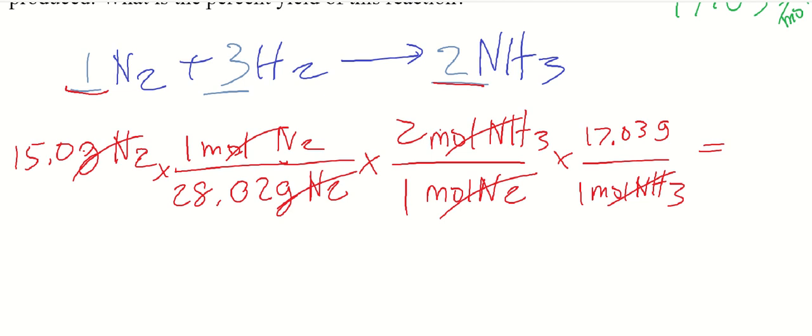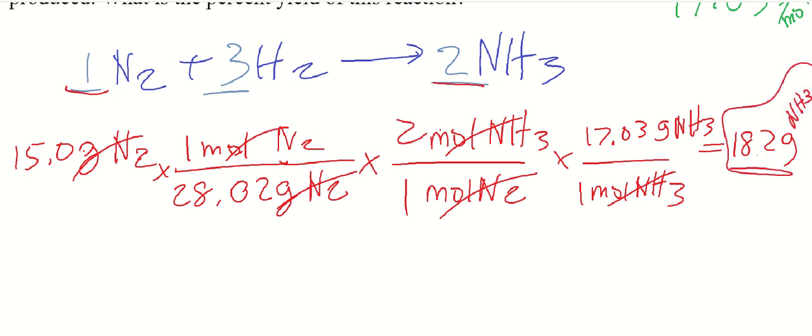All right, just pause the video for a few seconds. Anyway, so I punch these numbers in and I'm going to get 18.2 grams. Let's label that. That's how much we could get if we started with 15 grams of nitrogen.